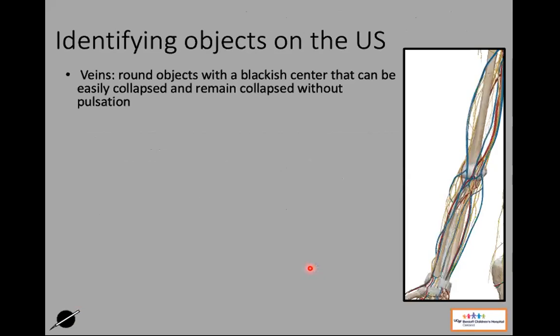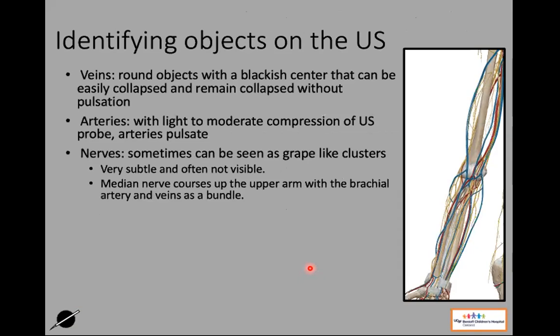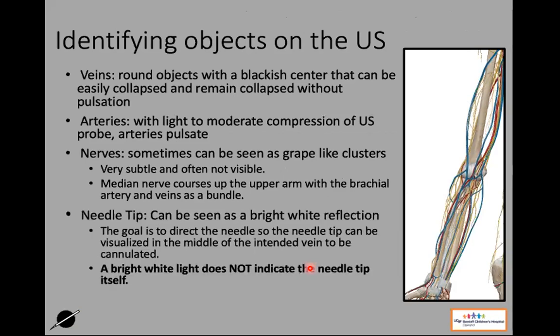Okay, again, veins are going to be round objects with a blackish center, easily collapsed. And I'll show you in the next couple slides what those look like on the ultrasound. Arteries are going to be pulsatile. Nerves, again, like I said, are difficult to visualize. They look like a honeycomb structure or a grape-like structure. And again, it's important to know your anatomy and where you're more likely to run into those.